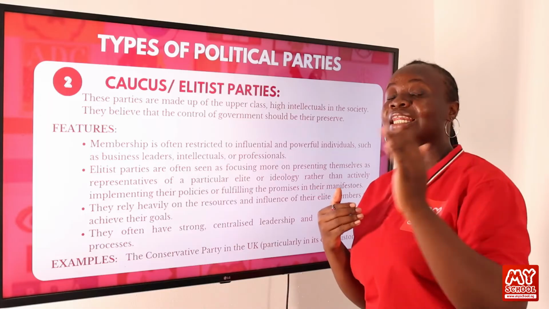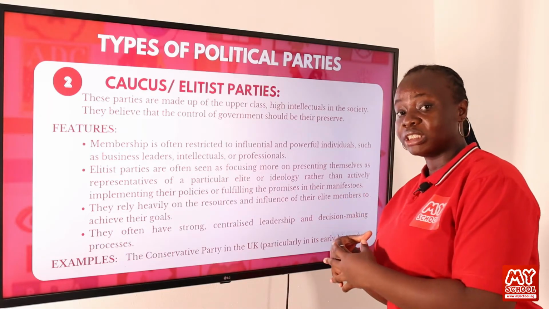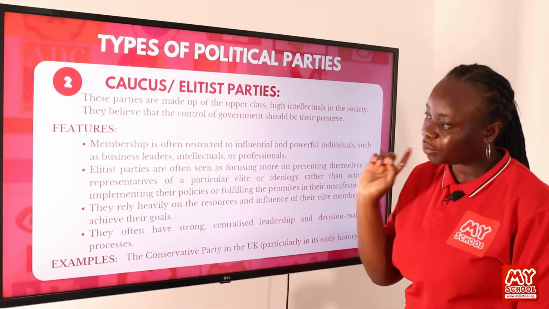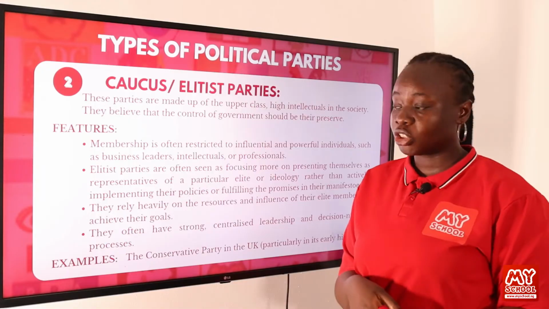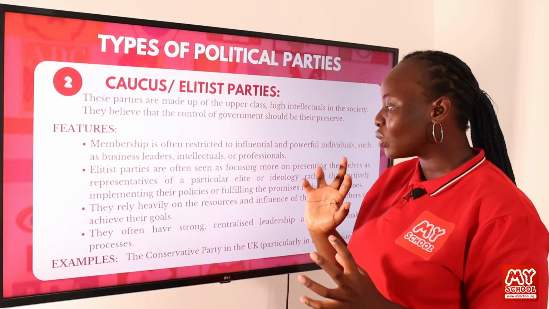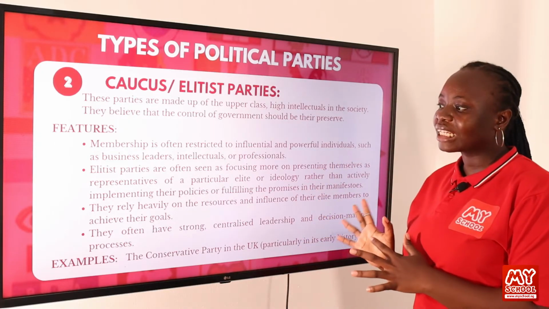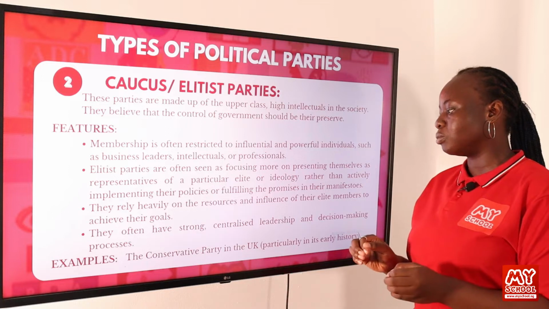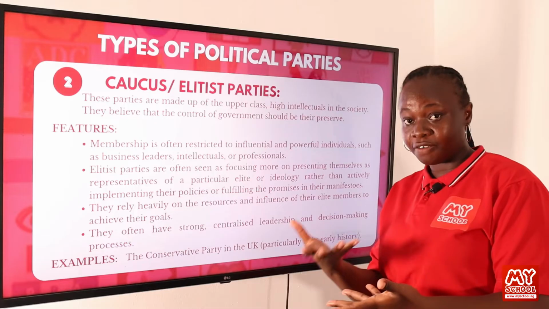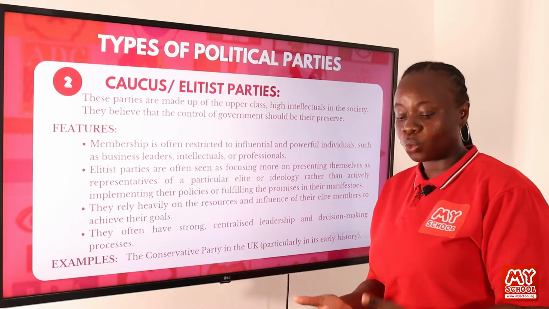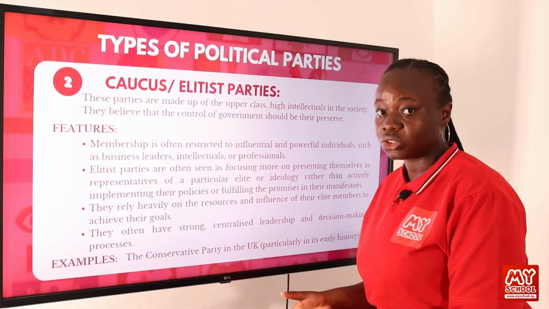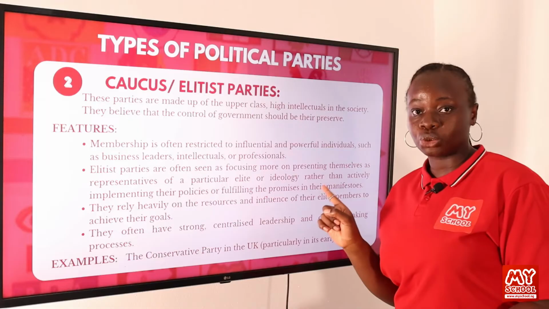They restrict a large number of people from joining their political party. So membership is often restricted to influential and powerful individuals such as business leaders, intellectuals, or professionals. They are often seen as focusing more on presenting themselves as representatives of a particular elite or ideology, rather than actively implementing their policies or fulfilling the promises in their manifestos. So they really do not care about the policies or manifesto that they bring to the masses. What they care about is trying to satisfy the needs of a particular elite, a particular group of people in the society. They also have a particular ideological stance.